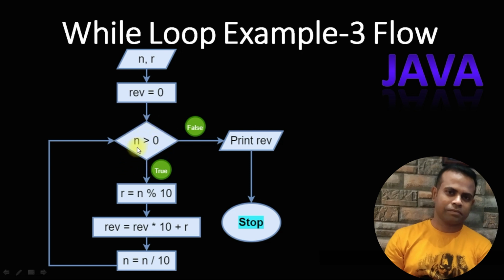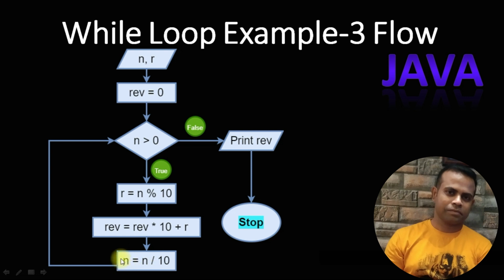It will first check is n greater than 0. If yes, it will go here and first take the remainder: r is equal to the inputted number modulo 10. So it will collect the remainder. Then the second statement: rev, whose initial value is 0, is equal to rev into 10 plus r, the remainder calculated here. Then it will go to the next statement, n is equal to n divided by 10.